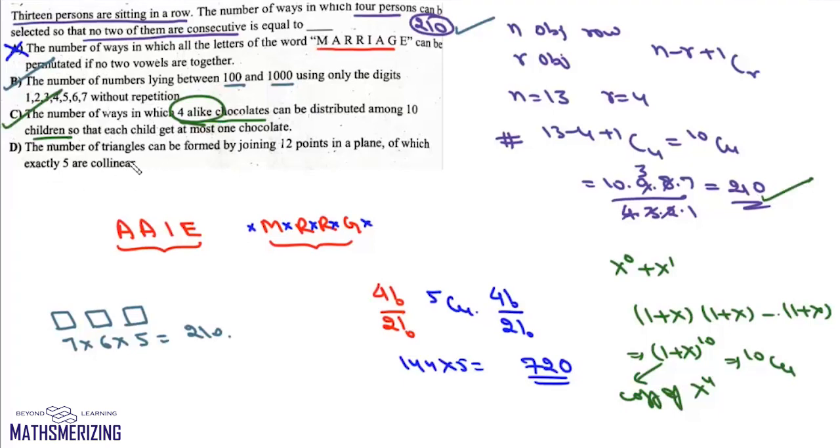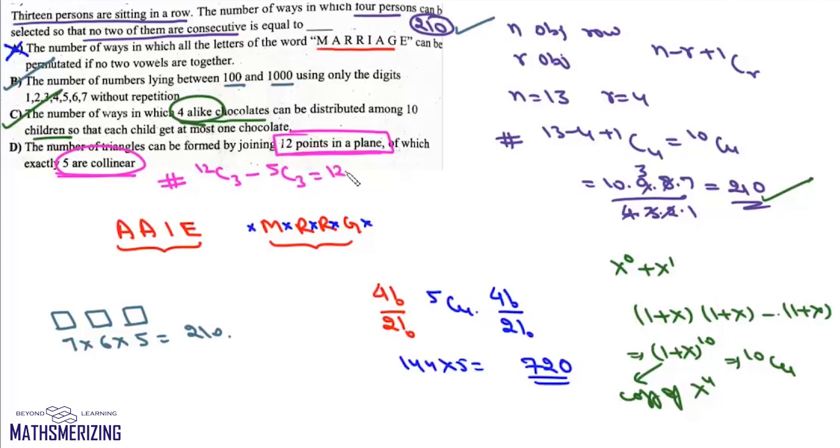And then finally we have this D, which is number of triangles that can be formed by joining 12 points in a plane, of which exactly 5 are collinear. Now what we'll do is, if we consider these 12 points such that no 3 of which are collinear, then number of triangles that can be formed is 12C3. Now from this we'll subtract all those cases where a triangle will not be formed. So if we select any 3 points from these collinear points, we won't get a triangle. So total number of triangles that can be formed is given by 12C3 minus 5C3.